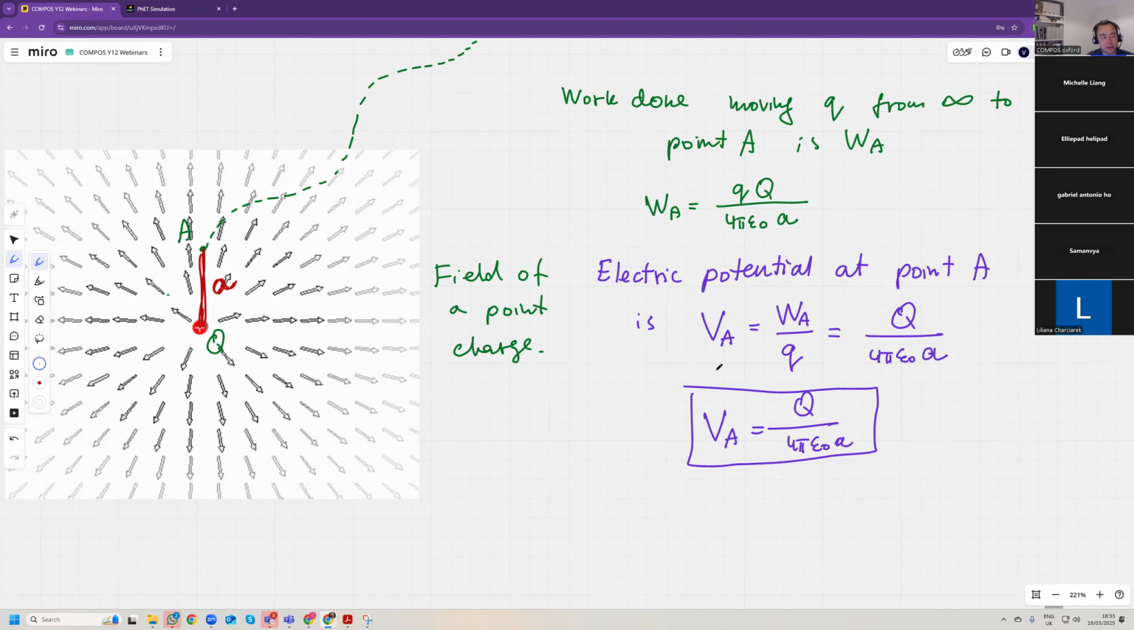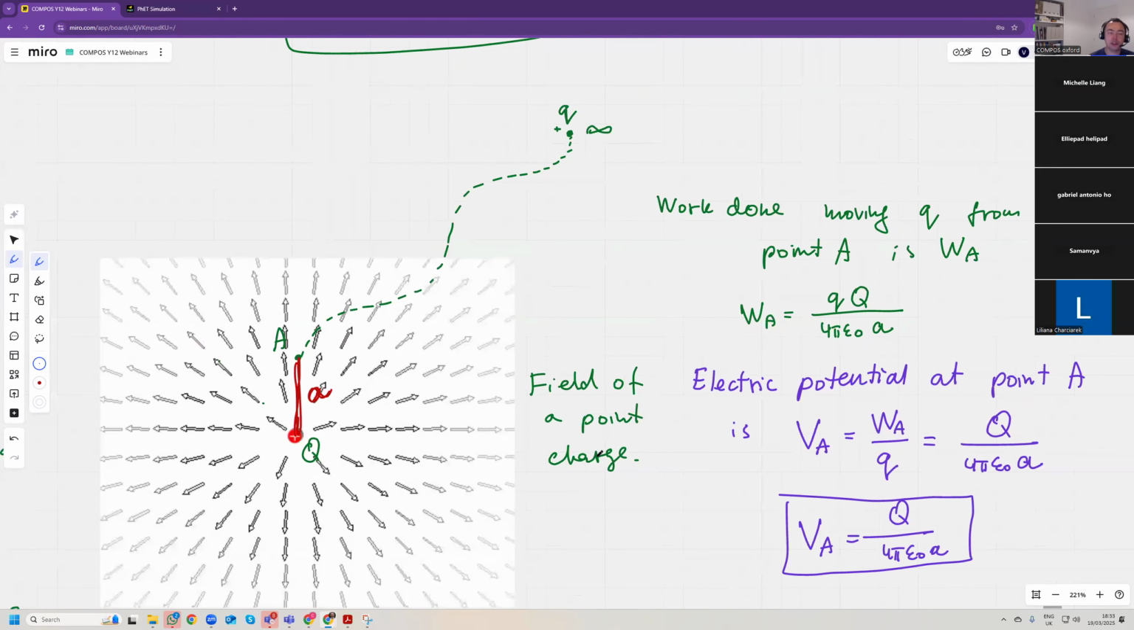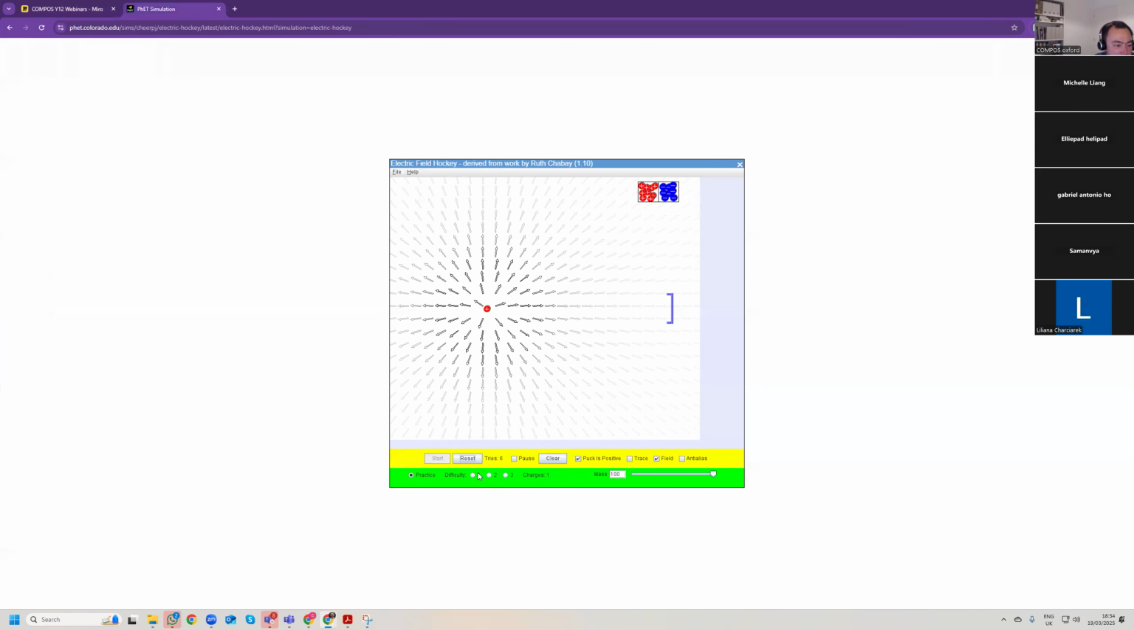What does that mean? That means to move a charge from very far away to point A, you need to do work. But that also means if you place a charge at point A, it will have energy. How can we tell that it has energy? Well, let's have a look.